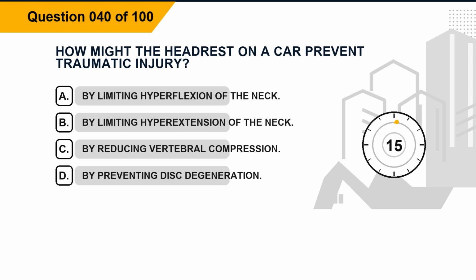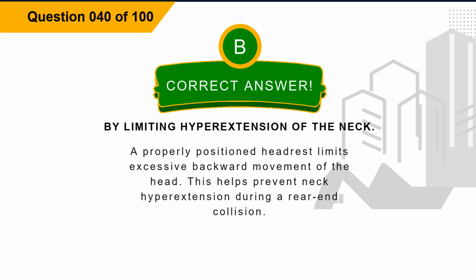Question 40. How might the headrest on a car prevent traumatic injury? Option A, by limiting hyperflexion of the neck. Option B, by limiting hyperextension of the neck. Option C, by reducing vertebral compression. Option D, by preventing disc degeneration. The correct answer is option B, by limiting hyperextension of the neck. Explanation. A properly positioned headrest limits excessive backward movement of the head. This helps prevent neck hyperextension during a rear-end collision.